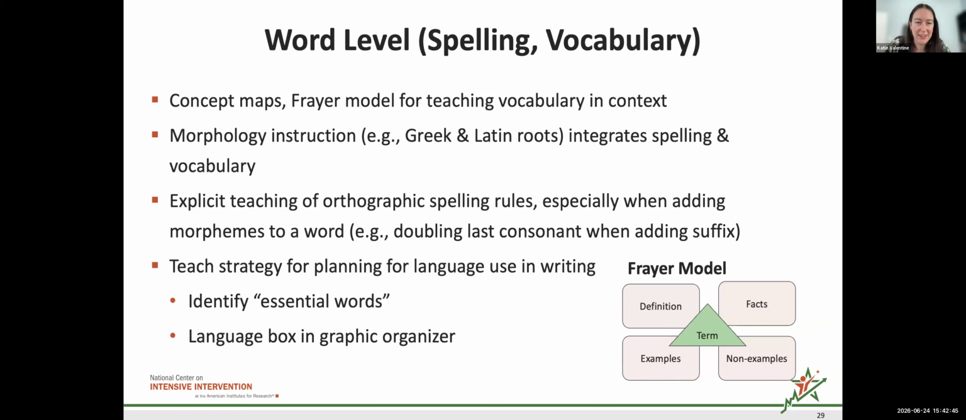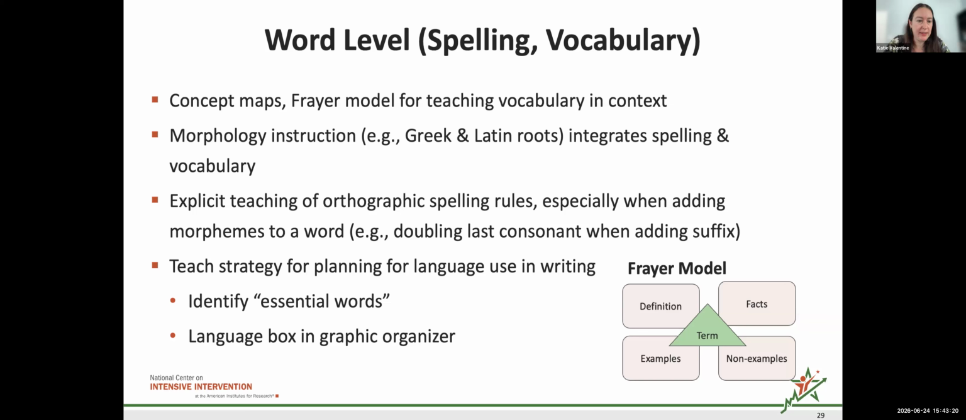Morphology instruction. So that's learning the bases, base words, the affixes, suffixes, prefixes, things like Greek and Latin roots, is also really, really helpful for that vocabulary piece. Morphology can also integrate spelling as well. So morphology instruction has effects on both the student's spelling and vocabulary development. So it's a really, really powerful tool that we have to kind of get both of those word level pieces together.